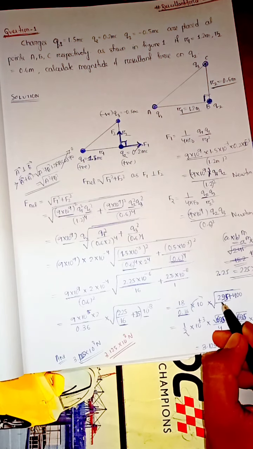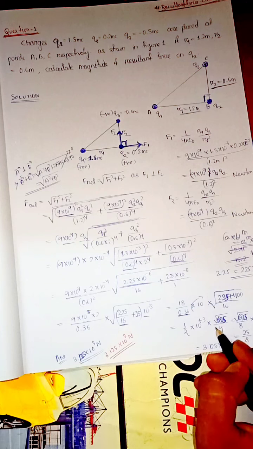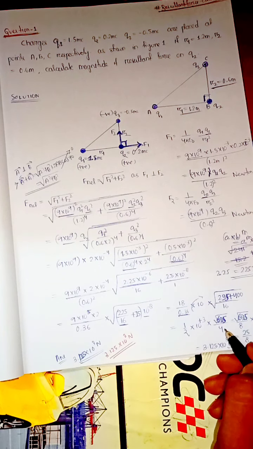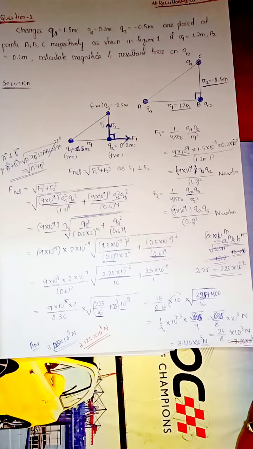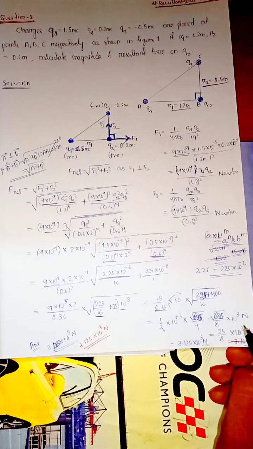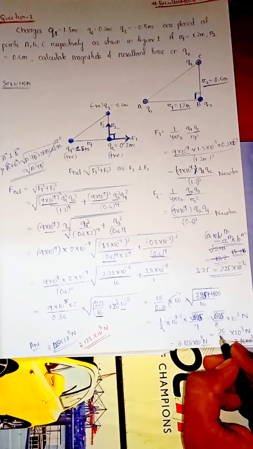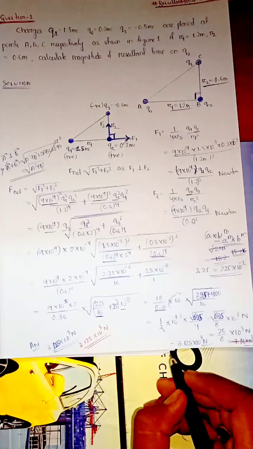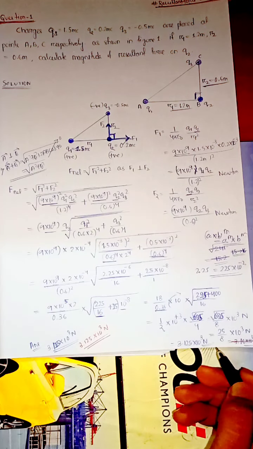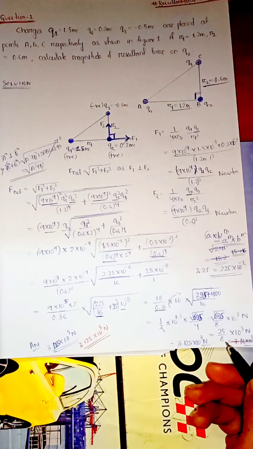Now 225 plus 400 is 625 by 16, and the square root of 625 by 16 is 25 by 4. So the result is 25 into 10 power 3 by 8 Newton, and 25 by 8 is equal to 3.125 into 10 power 3 Newton, and this is our answer.